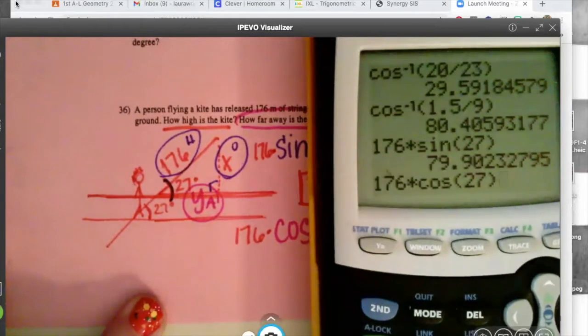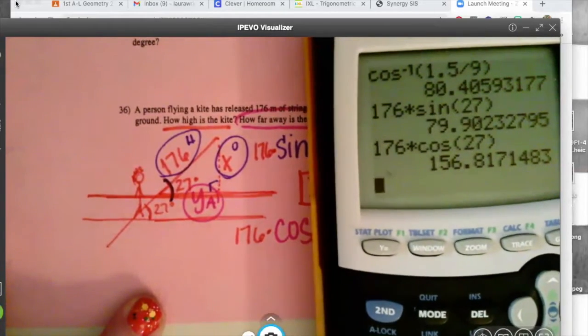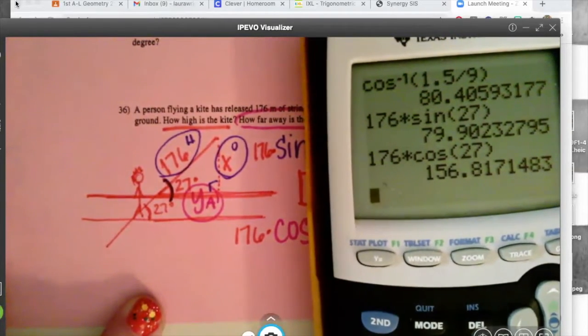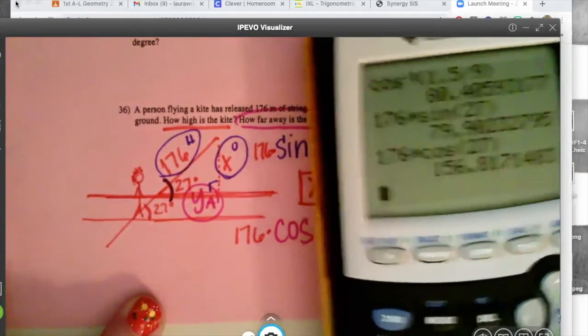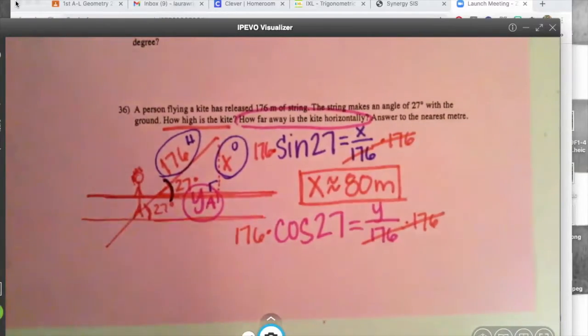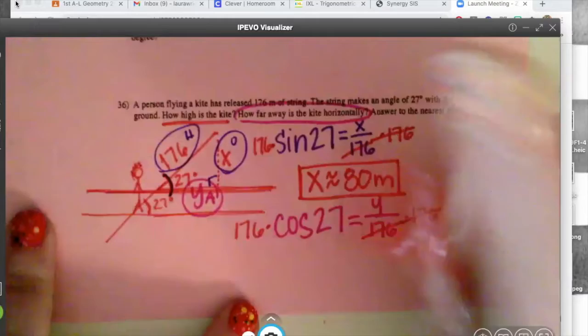But if you're on a quiz or a test and you're struggling to figure out what to do, you can always fall back on Pythagorean theorem if you're just missing one side. So it is 157-ish meters away.